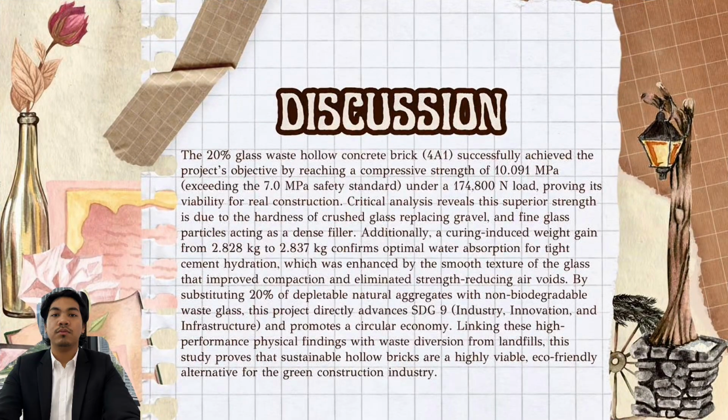For the discussion, the 20% glass hollow concrete brick successfully achieved the project objective by reaching a compressive strength of 10.091 MPa, exceeding the 7.0 MPa safety standard under a 174,800 Newton load, proving its viability for real construction. Critical analysis revealed this superior strength is due to the hardness of crushed glass replacing gravel and fine glass particles acting as a dense filler.